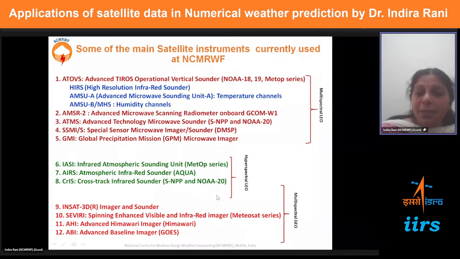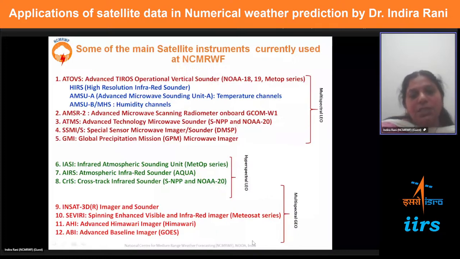That means on the same satellite, we can launch different instruments for meteorological studies or assimilation. ATMS and CrIS are an example: ATMS is the microwave instrument and CrIS is an infrared instrument, both on the same platform. So these are the hyperspectral LEO.